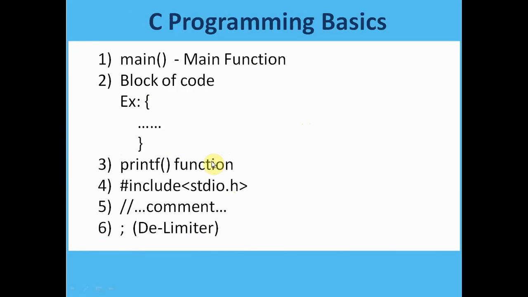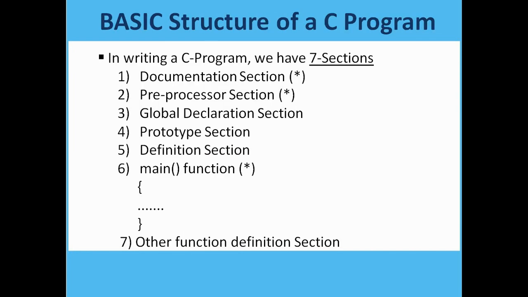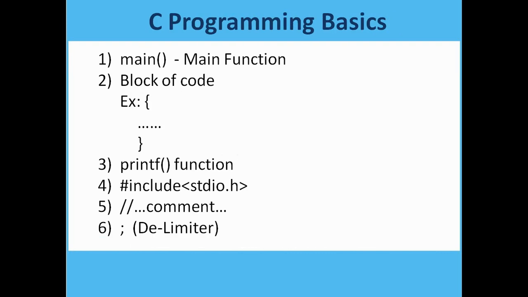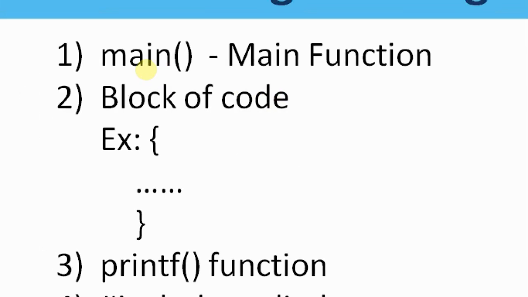Right. Next, coming to the programming basics of C language. So what is the main function? The main function indicates the starting point of execution of a C program.